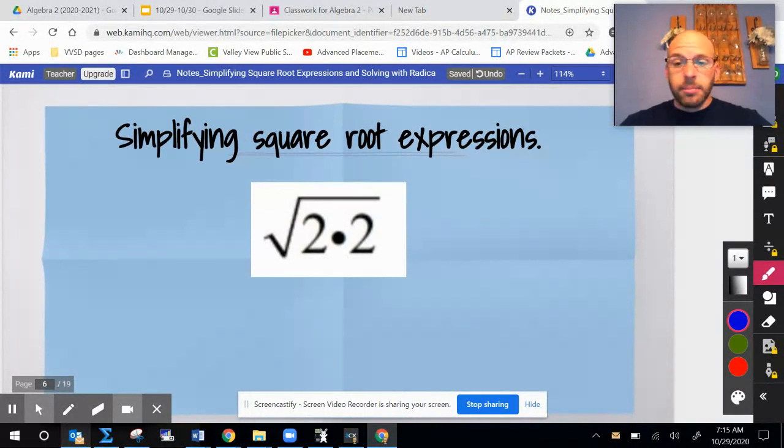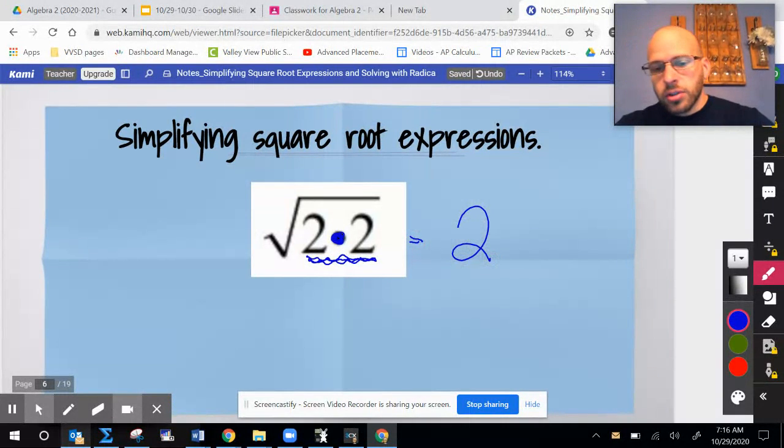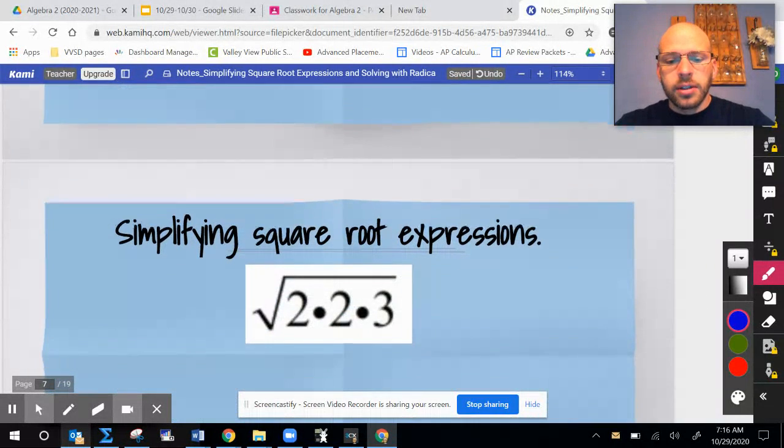So pretty simple, straight to the point here. I have the square root of 2, and then that little dot here means I'm going to multiply 2. So if I have the square root of 2 times 2, the answer is just 2, right? I have a square root of two of the same thing. Again, it's only for multiplication, but we get our answer.